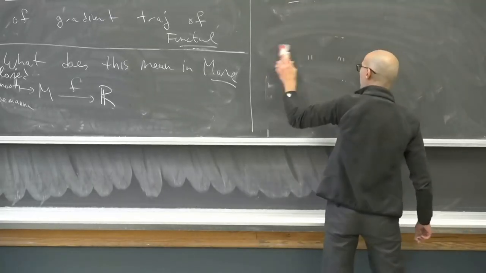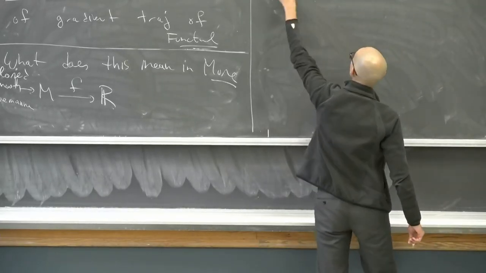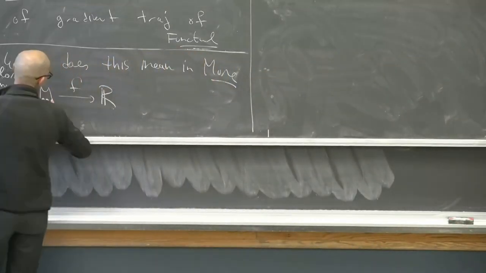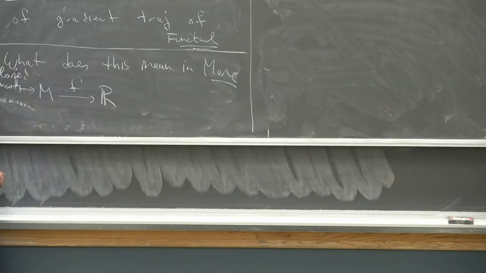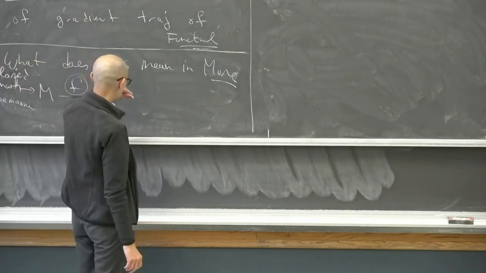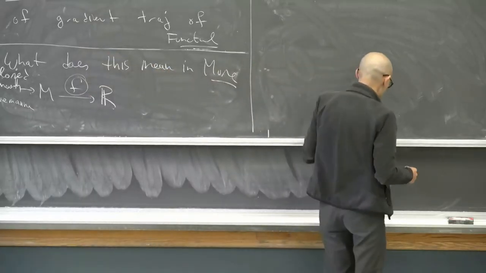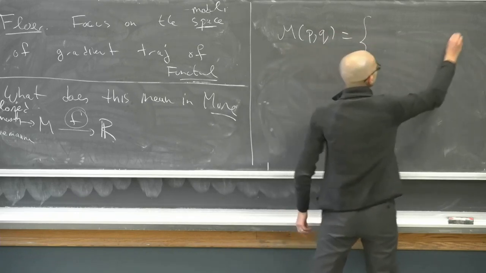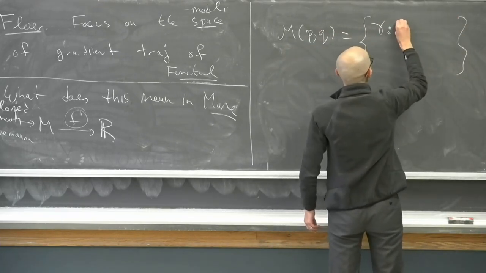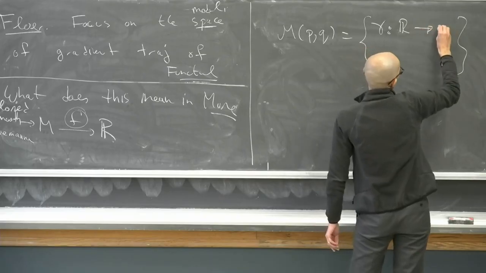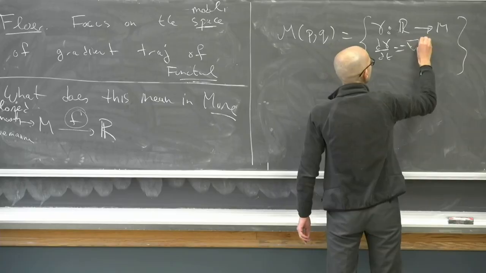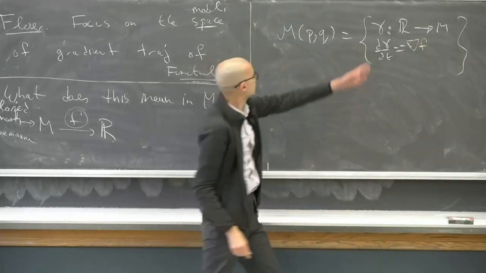Morse tells me from a long time ago that there is this relationship between the critical points of f and the homology of M. And now Floer's idea is that we should try to do this in terms of something which, as I said, he called the moduli space. This is the space of solutions to the differential equation dgamma/dt equals grad f.